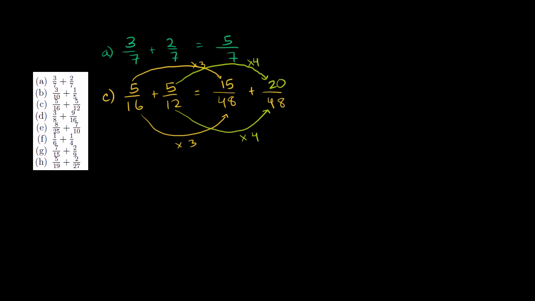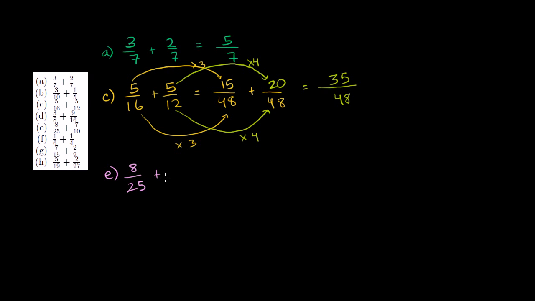Now we have the same denominator. So this is going to be equal to, our denominator is 48. And so we can add 15 plus 20, which is 35. And can we reduce this? Let's see. 5 does not go into 48. 7 does not go into 48. Looks like we're all done. Let's do E. E, right there.